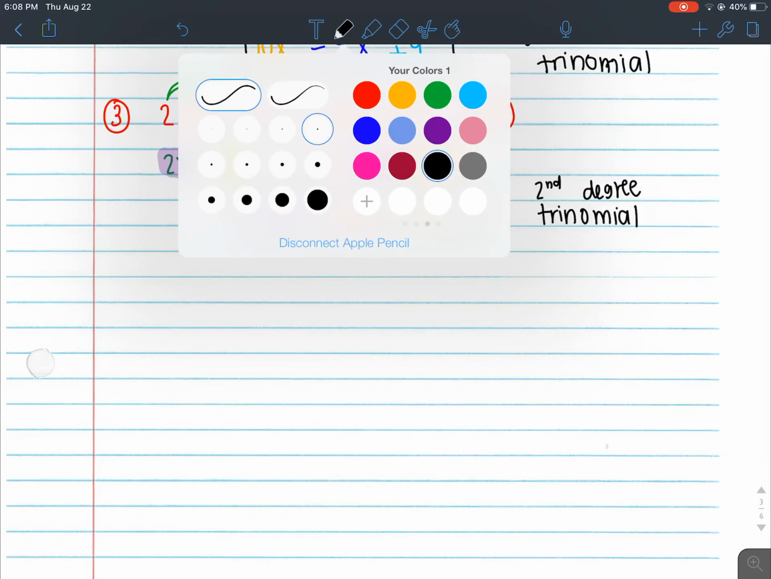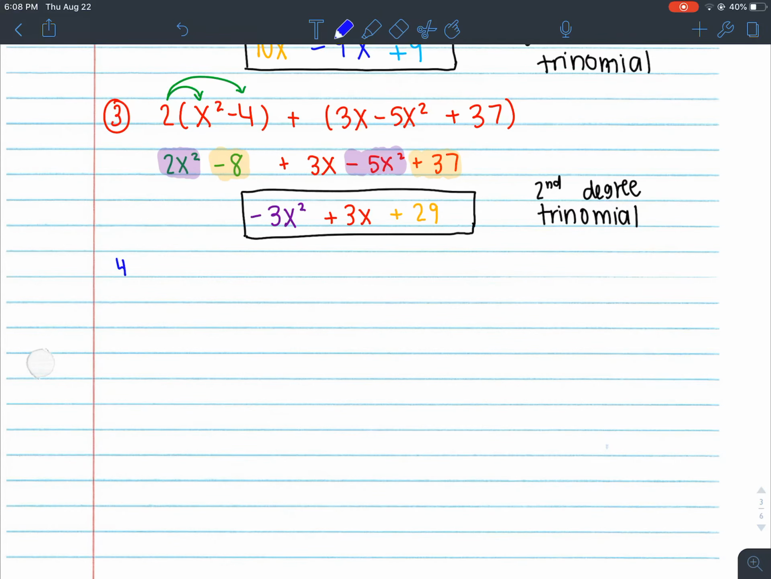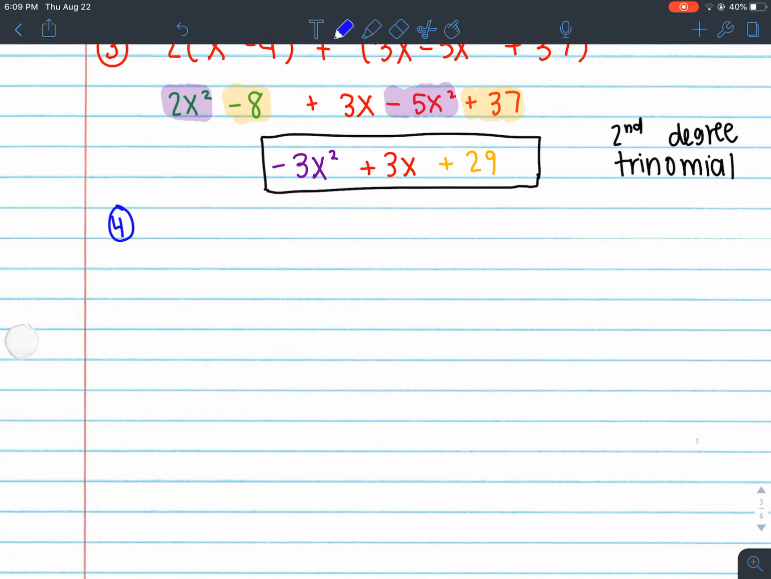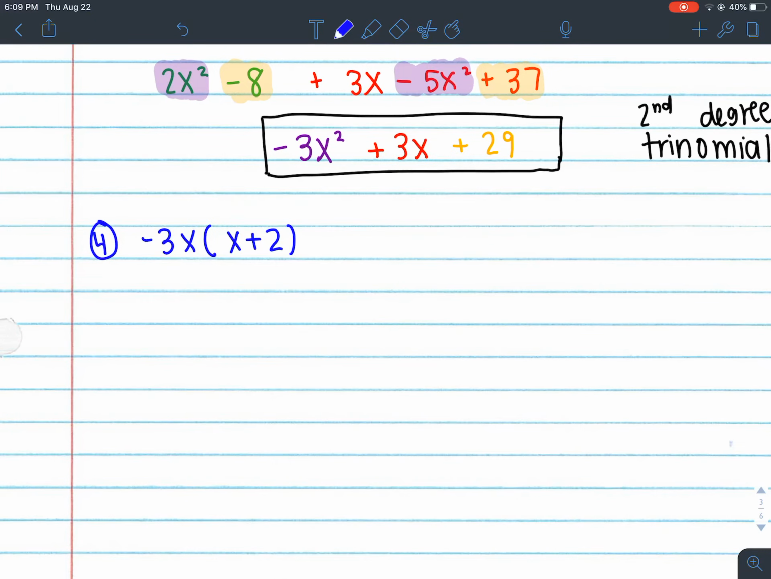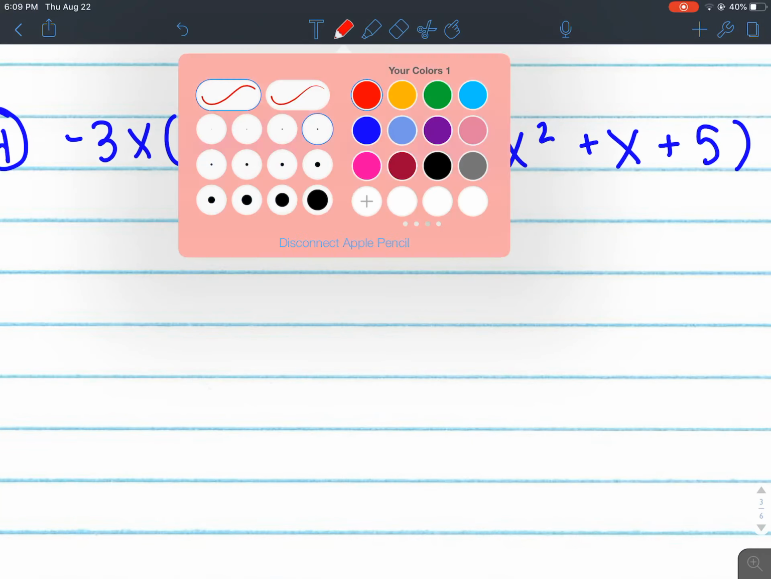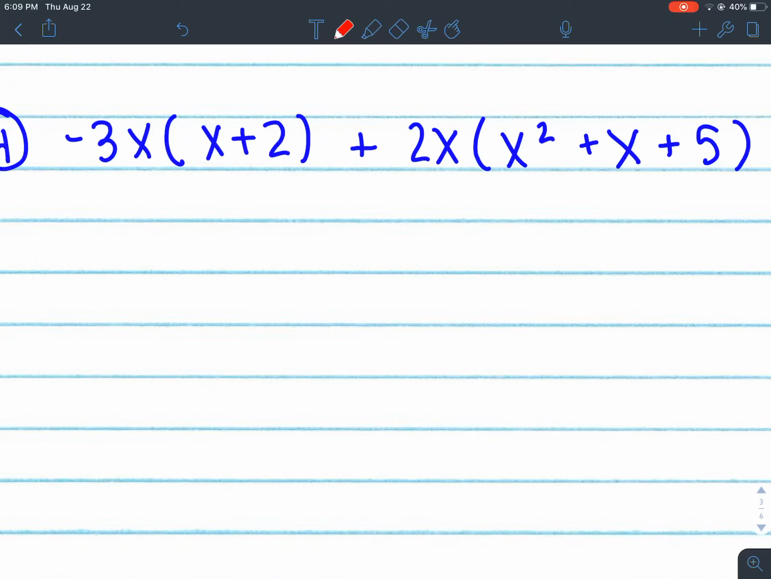All right, we have 3 more examples left. So number 4, we have negative 3x times x plus 2. And I think I'm going to move this down actually to the next line. x plus 2, and then we have plus 2x times x squared plus x plus 5. Okay. So here, like earlier, we couldn't just drop the parentheses. We actually have to distribute this time.